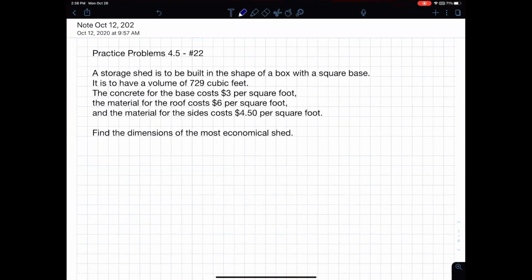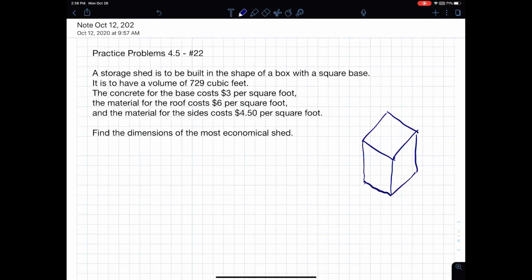So practice problem from 4.5, number 22 says, a storage shed is to be built in the shape of a box with a square base. So I'm going to sort of draw, because I need to do that myself to keep track of things. So I have a square base box. So that means the top is square and the bottom is square. So I'm going to make a square here, and then I'm going to draw down just to suggest that I have a box here.